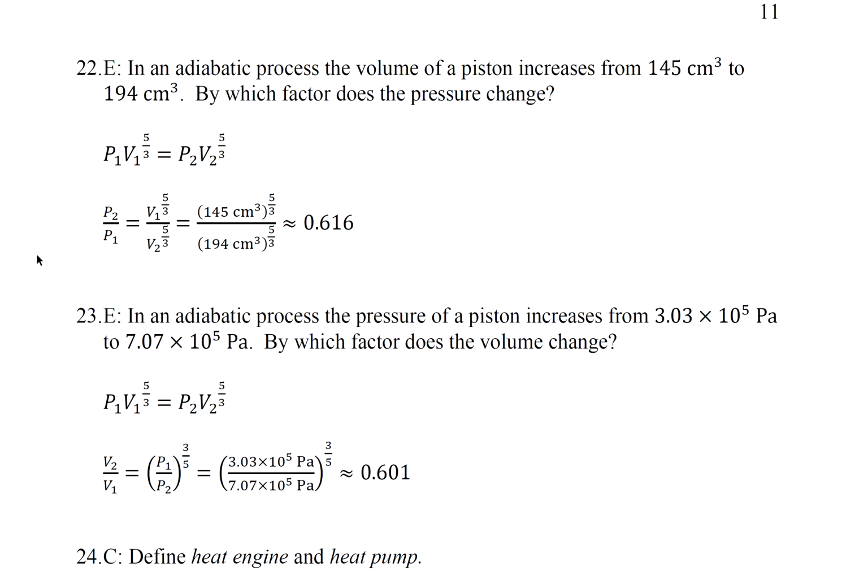Question 22. In an adiabatic process, the volume of a piston increases from 145 to 194. By which factor does the pressure change? Okay. Changes by this much. We're just using the same equation.